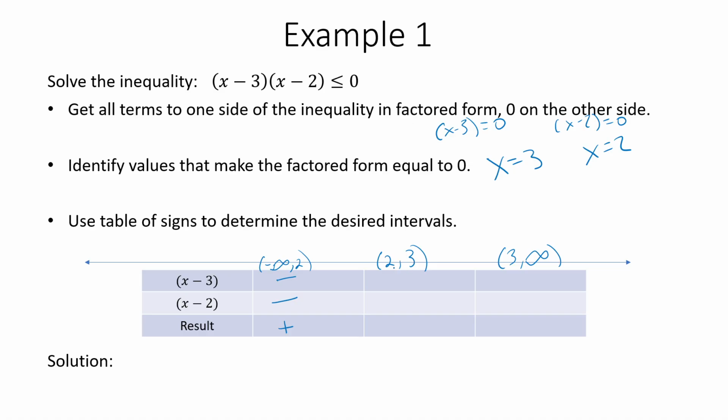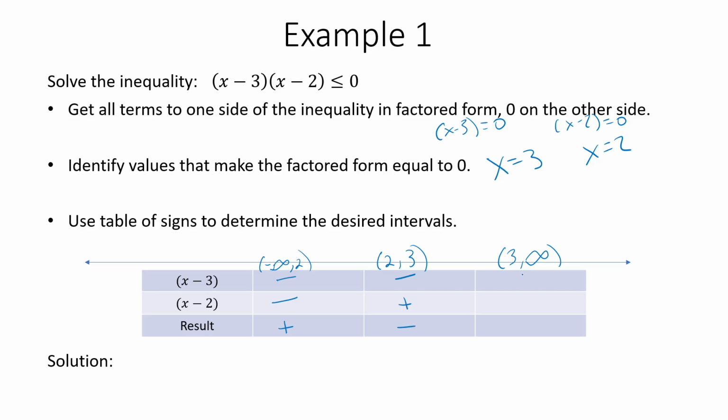If I plug any number between 2 and 3 into x minus 3, do I get a positive or a negative number? You could just pick one like 2.5. 2.5 minus 3 gives you negative a half, so it gives us a negative value. But what if I plugged it into x minus 2? If I plug 2.5 into x minus 2, I'd get a positive 1/2, which gives me a negative number overall. Is negative where we want to be? Yes, it is. So this interval from 2 to 3 does satisfy this inequality.